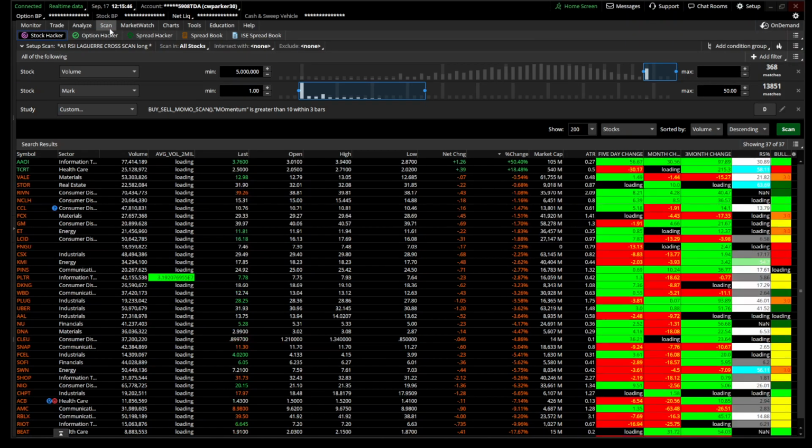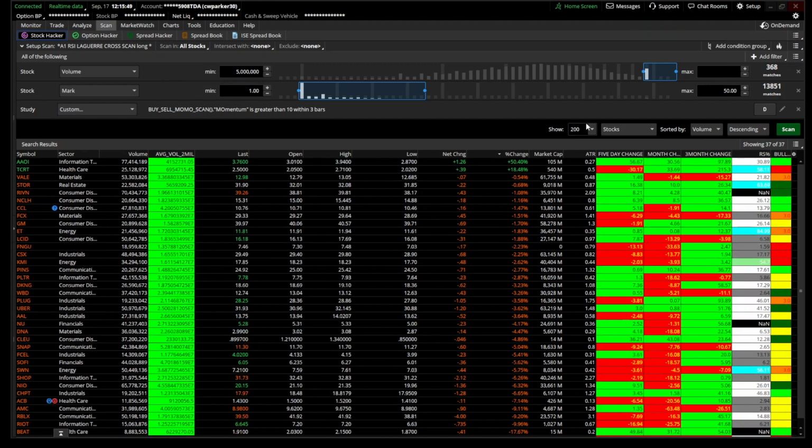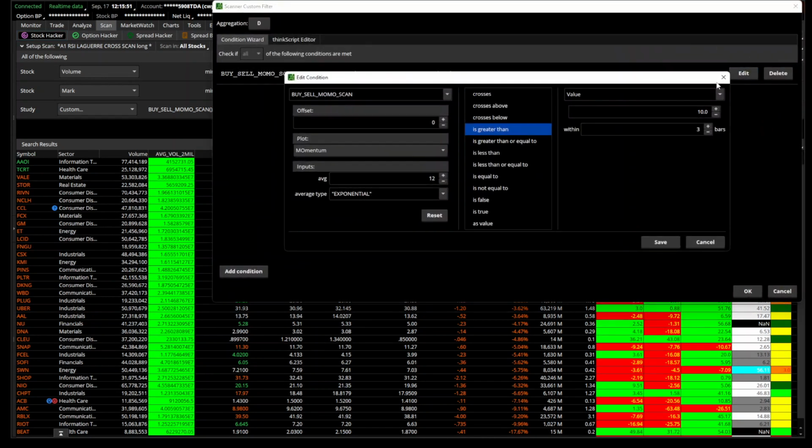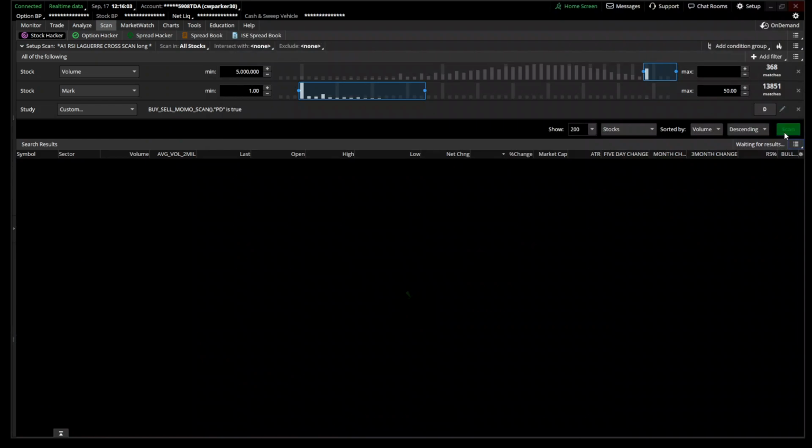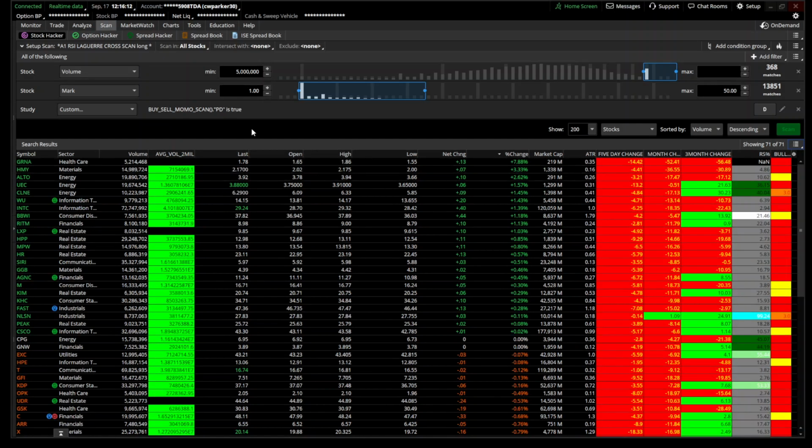We can go back to the scanner here, and I'm just going to pull up the same situation, positive divergence, and I'm going to put it within, it's true within 1 bar. And this is giving you Friday's positive divergence. The stock had to trade above 5 million volume, and price had to be between $1 and $50. And this is what we got back.